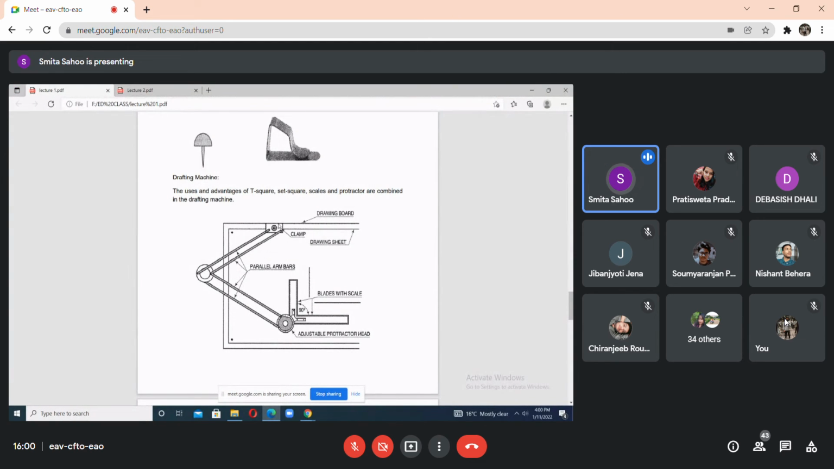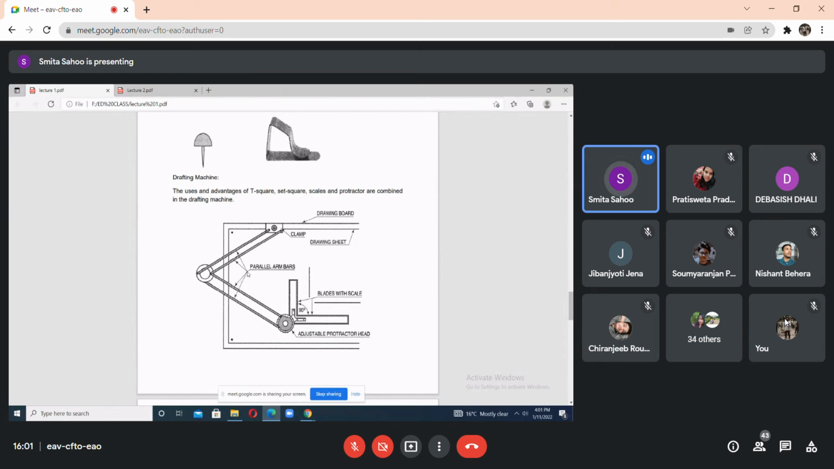Now this drafter has to be clamped on the left side upper corner. Left side upper corner, it has to be clamped. And after putting this drawing sheet, we are going to clamp this drafter. And here we can see the parallel arm bars. There are a total of 4 parallel arm bars over here.